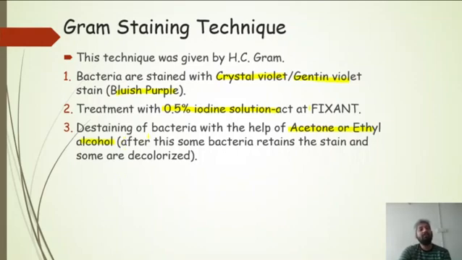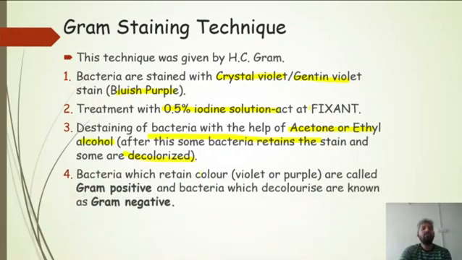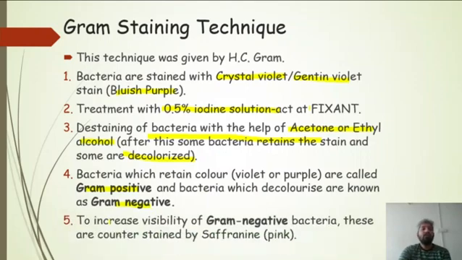After the treatment with acetone, some of the bacteria will retain the bluish purple color, but some of them will get decolorized. They will lose all the color. Those bacteria that retain the violet or purple color are called gram positive. And those that lose the color, that get decolorized, are called gram negative. Okay?